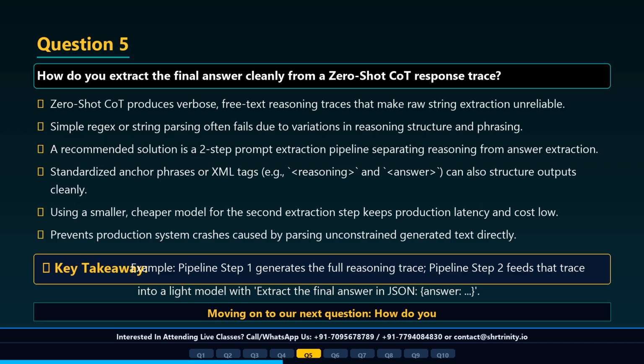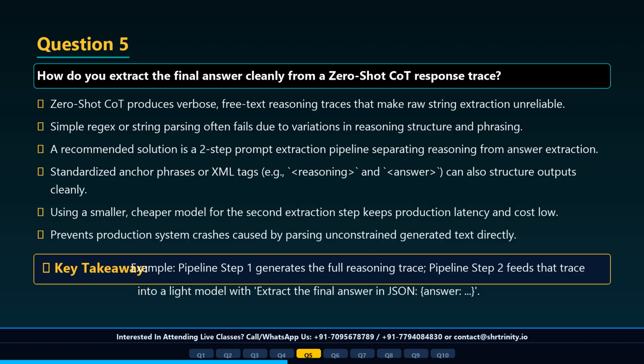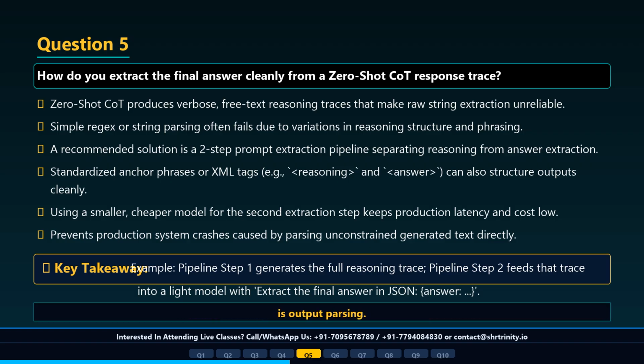Question 5. How do you extract the final answer cleanly from a zero-shot CoT response trace? Extracting the final answer from a zero-shot CoT trace is typically done using a two-step prompt extraction pipeline or by instructing the model to end its trace with a standardized anchor phrase like "therefore, the final answer is." Because zero-shot CoT generates verbose free-text reasoning, regex or simple string splitting can fail. A secondary extraction prompt, "Based on the reasoning above, what is the final numeric answer?" guarantees clean programmatic extraction. For example, Pipeline Step 1, generate reasoning trace.